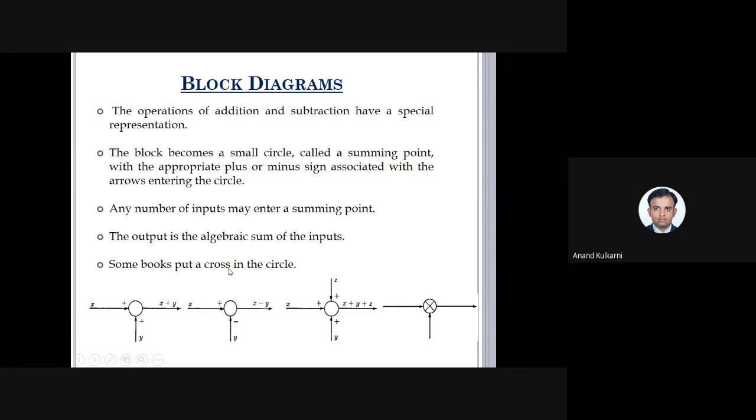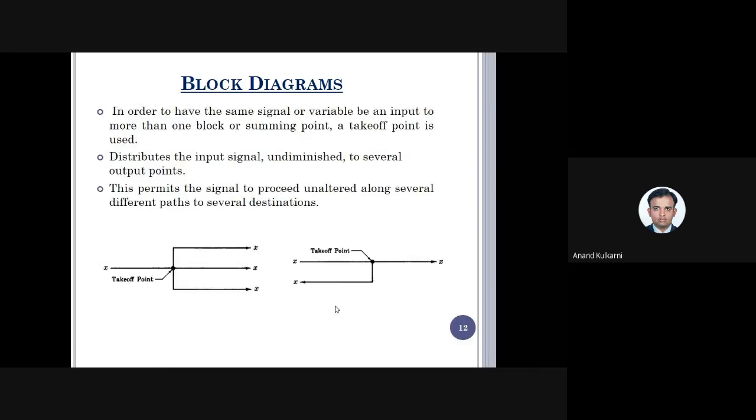Some books put a cross sign in the circle. So here, in most cases, they put a sign. In some books, it is represented by this. Don't get confused. Both representations are the same. Both are summing points. Most of the books put a cross sign, and some of the books don't put a cross sign. Don't get confused. It is represented by the summing point only.